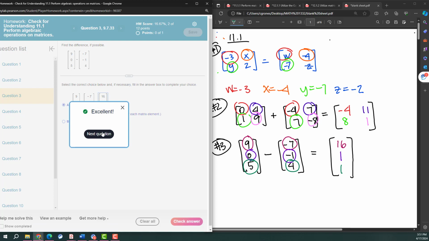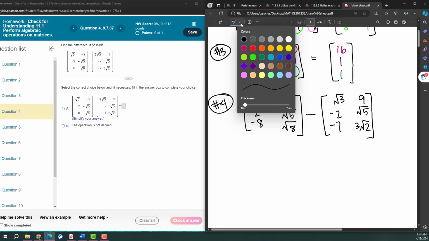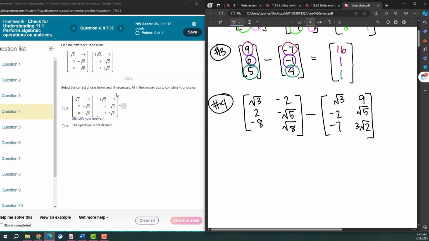All right. We are going to also do number 4. I know that this one can look a little intimidating, but we're just going to follow the same principle that we've been doing. The values that are in the same position are what we are going to subtract.